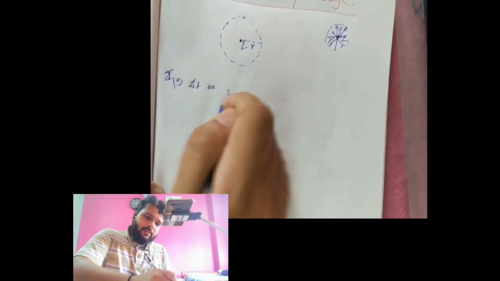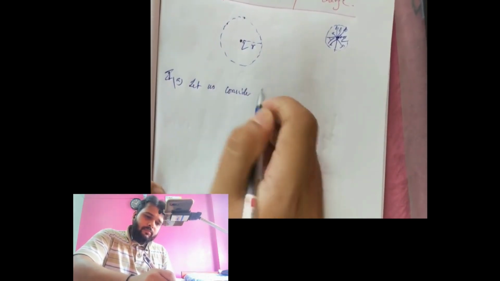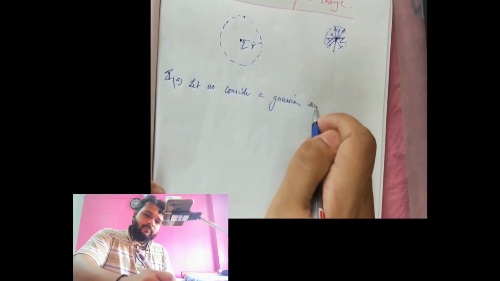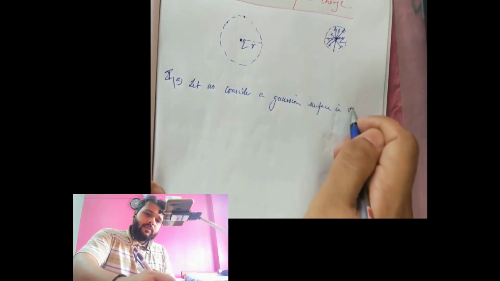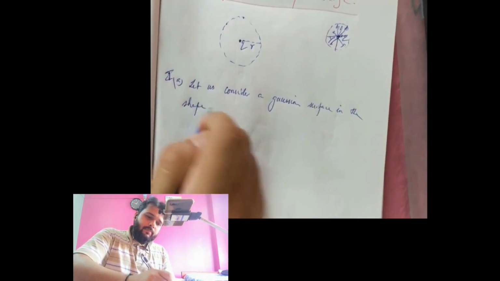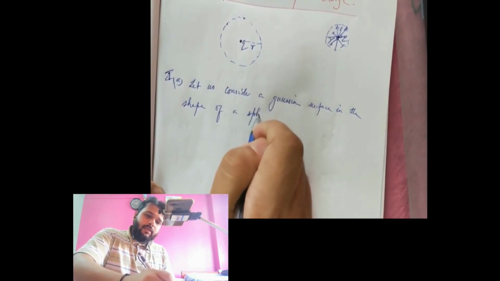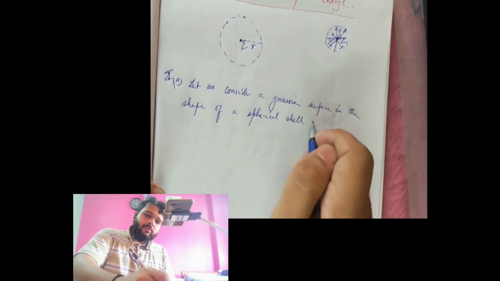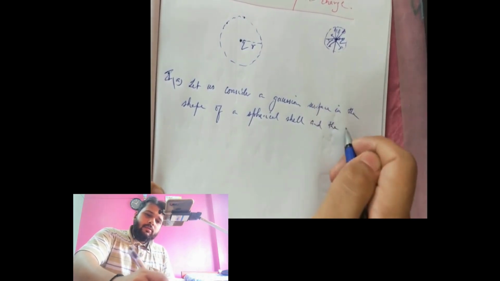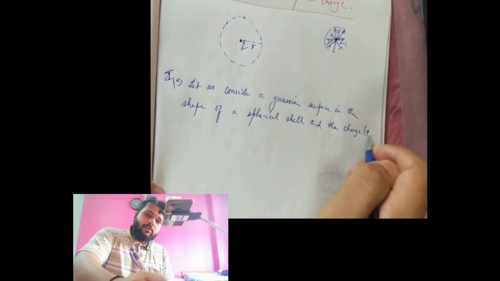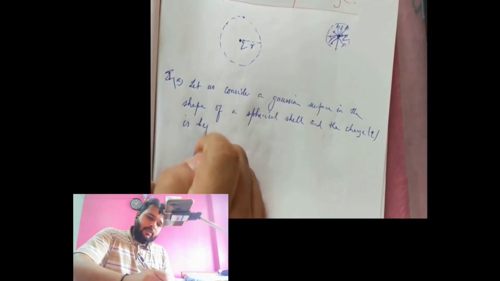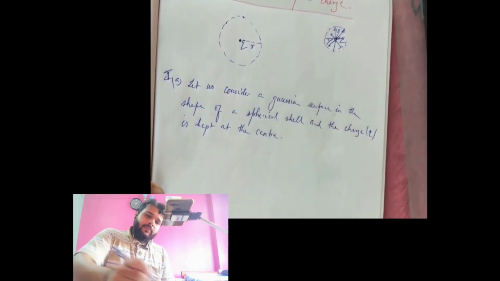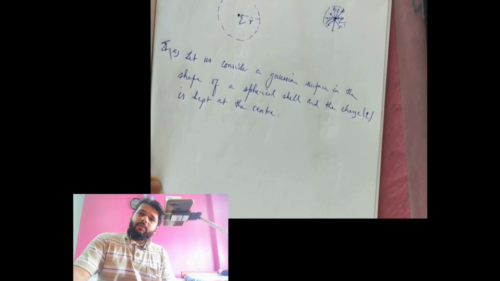So let us consider a Gaussian surface in the shape of a spherical shell, and the charge Q is kept at the center. And this charge Q is where? It is kept at the center.